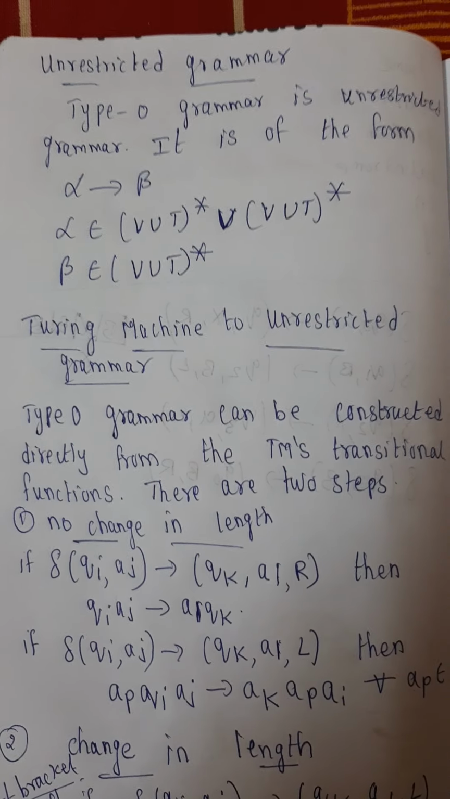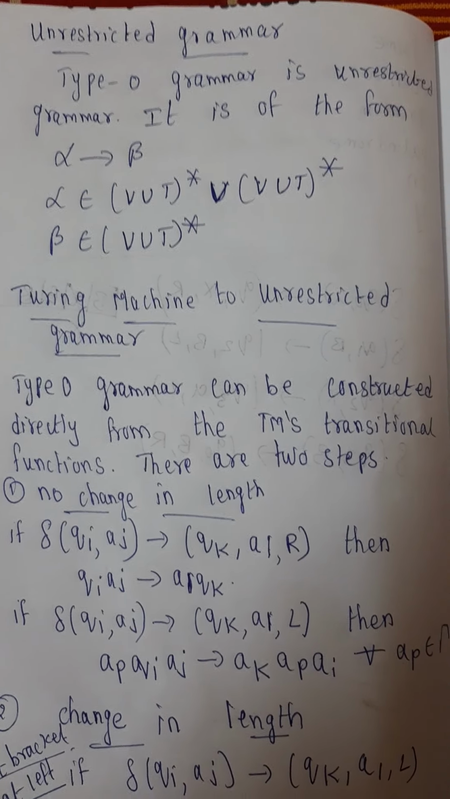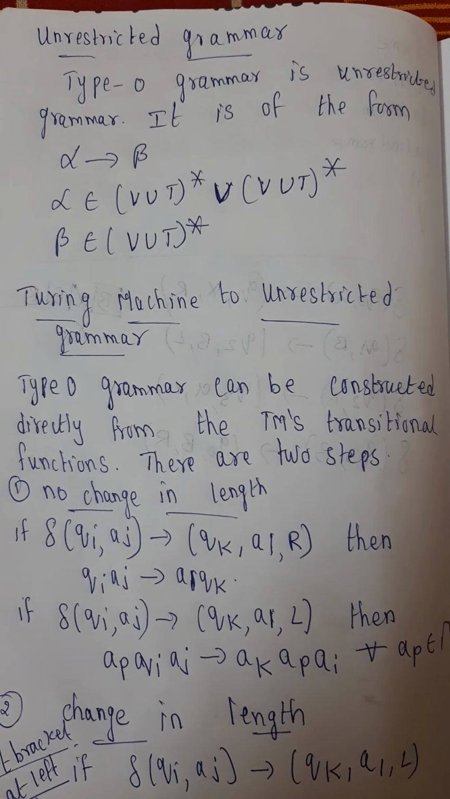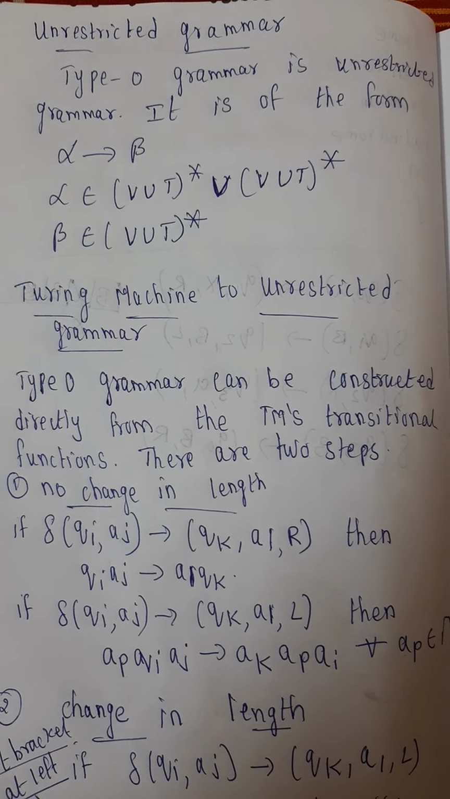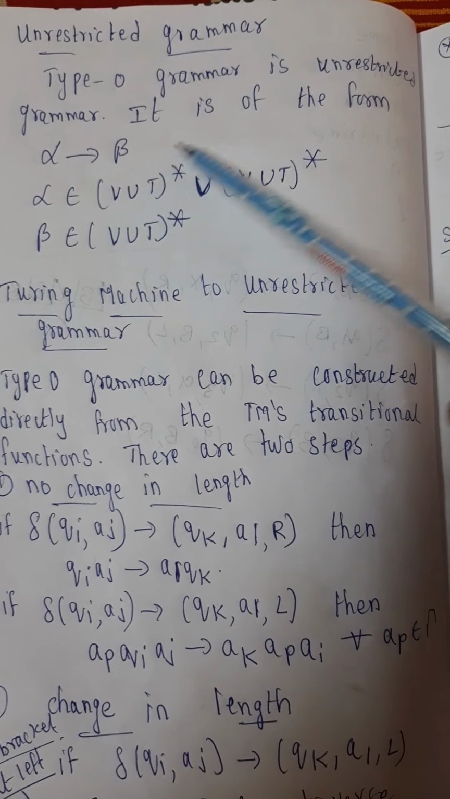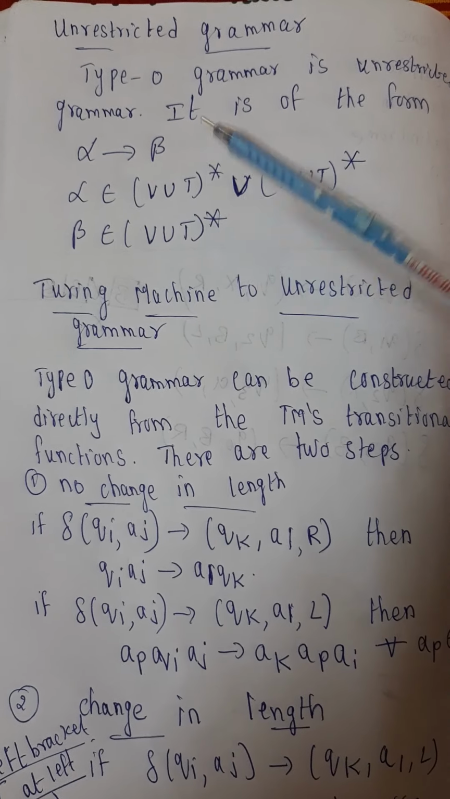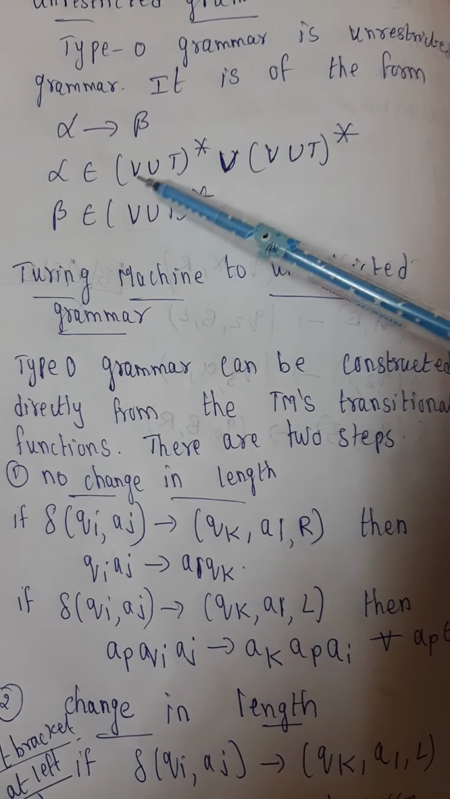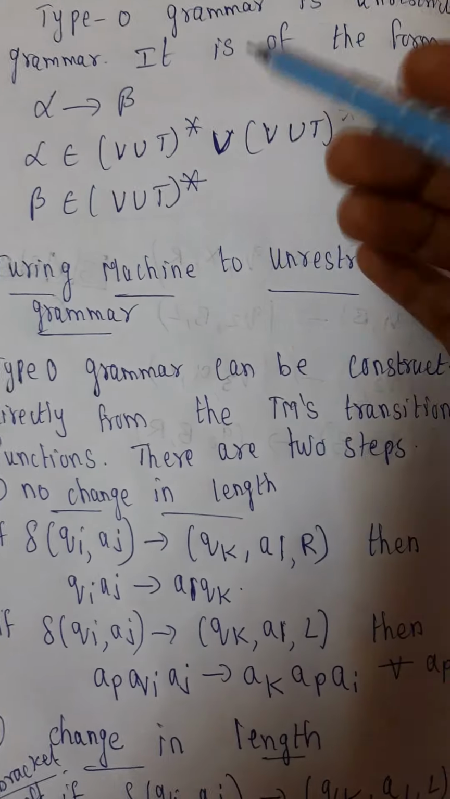Hi guys, today we'll start with the concept of unrestricted grammar. Type 0 grammar is also called an unrestricted grammar. Unrestricted grammar is in the form alpha tends to beta. Already in the Chomsky hierarchy we have seen how we should have the alpha and how we should have beta here. So this is the alpha here and this is V.